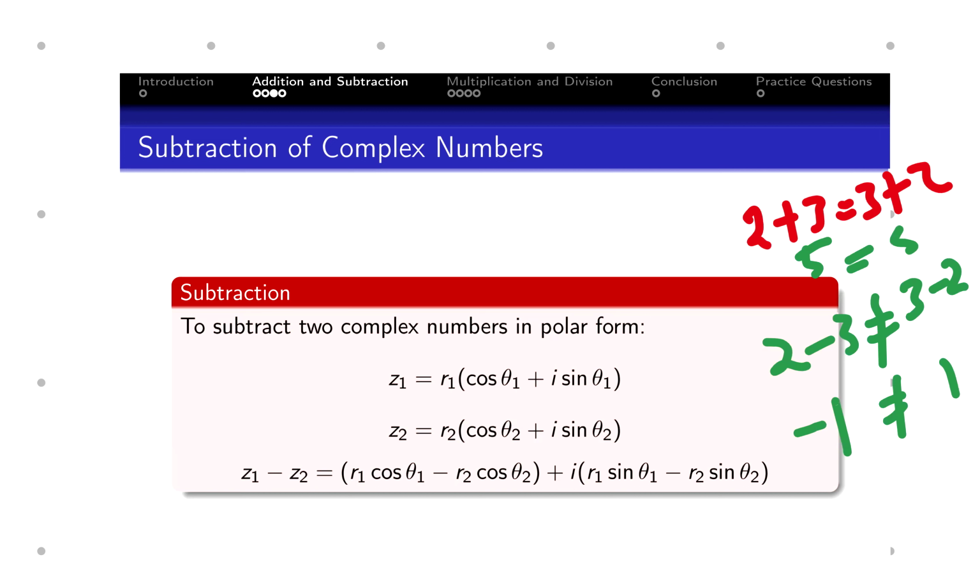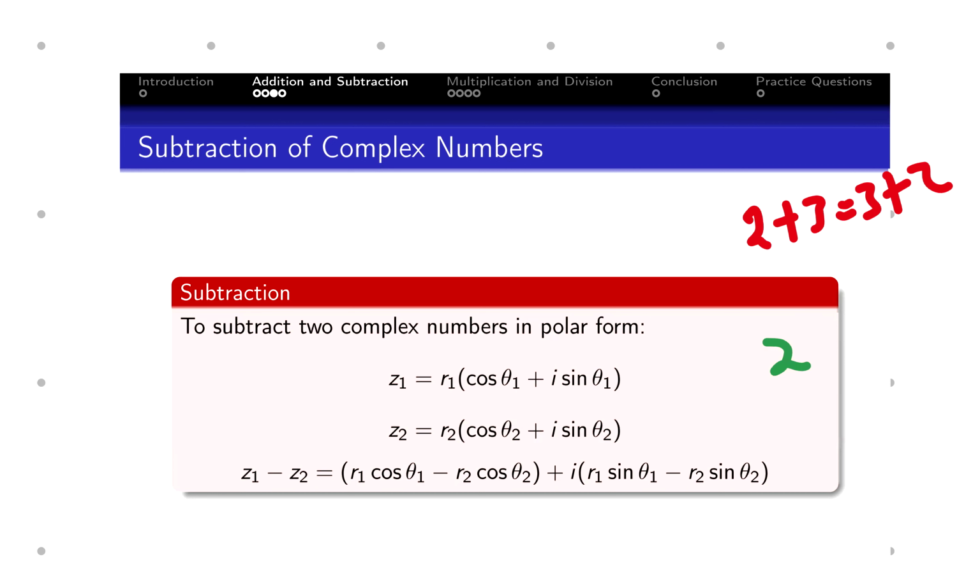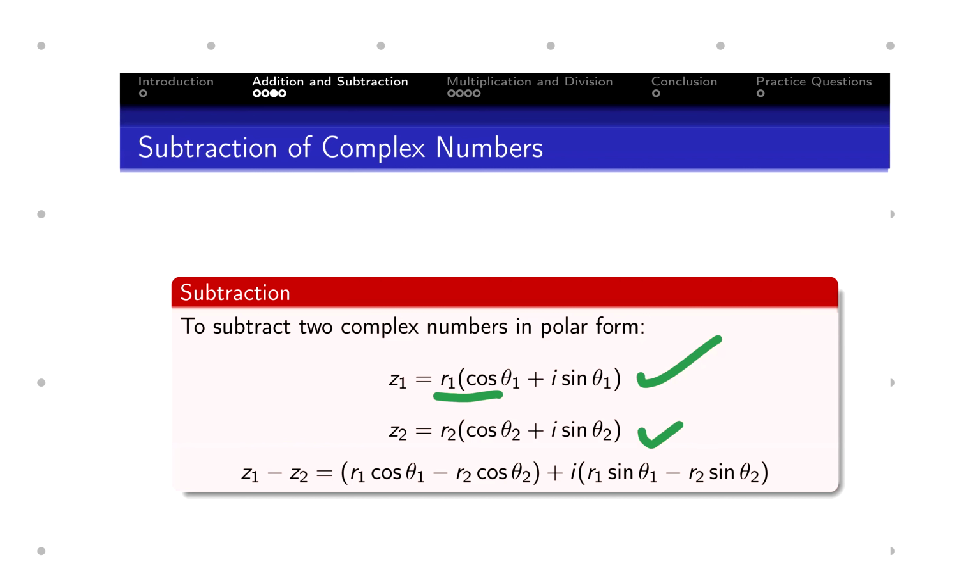So let's see. To subtract two complex numbers in polar form, you have Z1 equals R1 into cos theta 1 plus i sine theta 1. Then Z2 is R2 into cos theta 2 plus i sine theta 2. So to subtract that, as usual, you have R1 cos theta 1 minus R2 cos theta 2, just this. And then i outside, R1 sine theta 1 minus R2 sine theta 2. That's why i is outside. Just like the addition thing. So let's take an example like before.